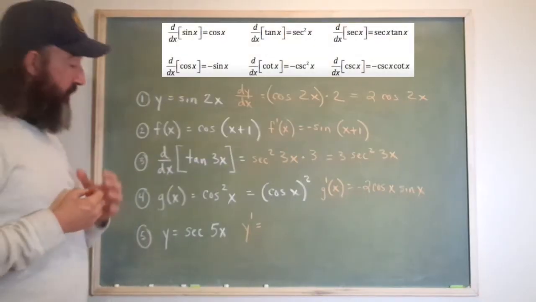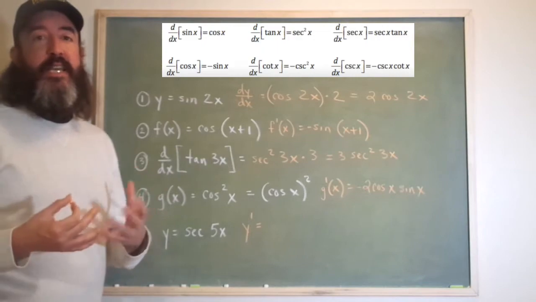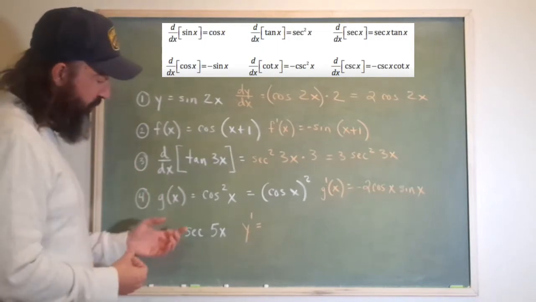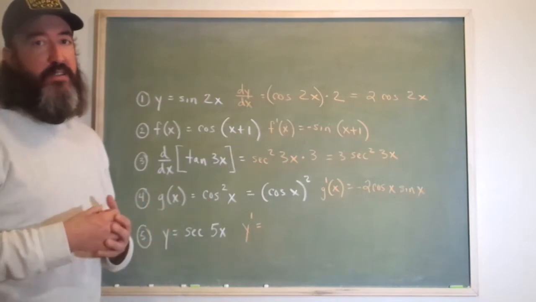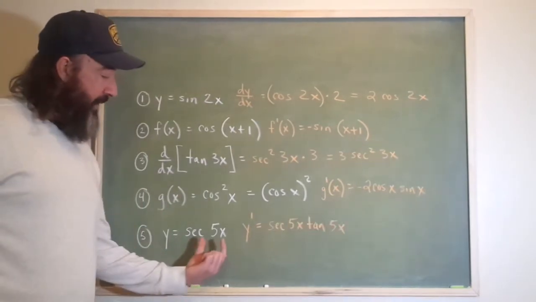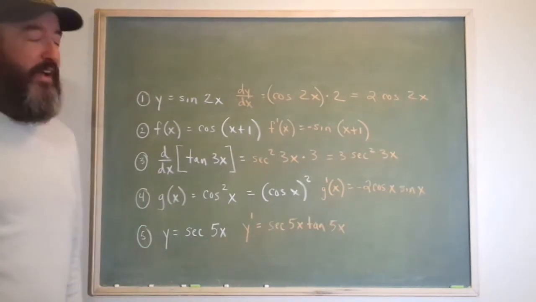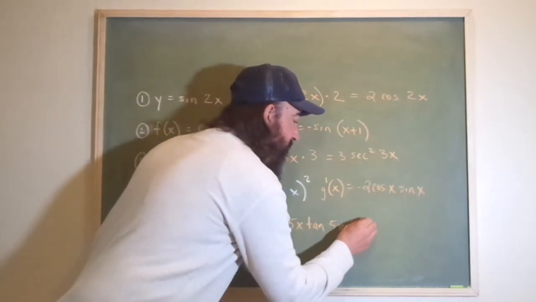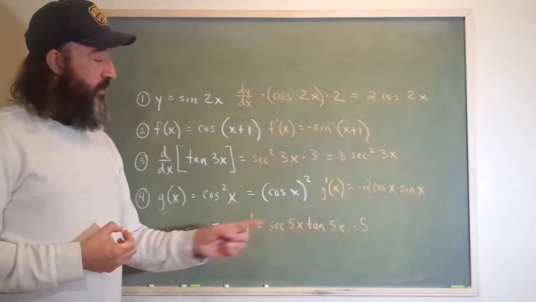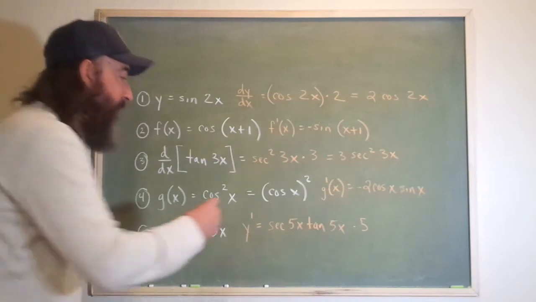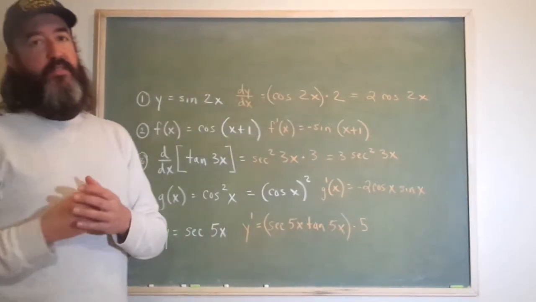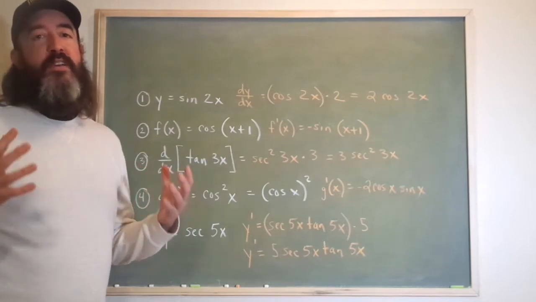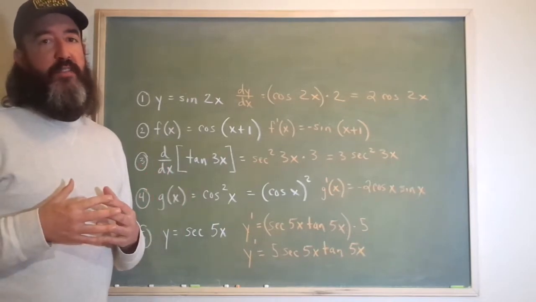I know the derivative of secant x is secant x tangent x. So the derivative of secant 5x is secant 5x tangent 5x. But I can't forget I need to multiply by the derivative of 5x, and the derivative of 5x is 5. I don't need to multiply both of these by 5. I just need to multiply secant 5x tangent 5x times 5. So my y prime is 5 secant 5x tangent 5x.